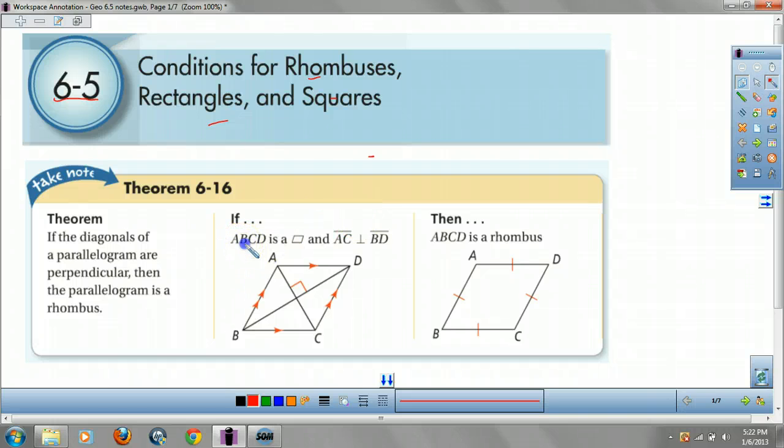Now we're going to be given a parallelogram, and we say that the diagonals are perpendicular. If the diagonals are perpendicular, then the parallelogram is a rhombus. It has 4 equal sides. Okay?